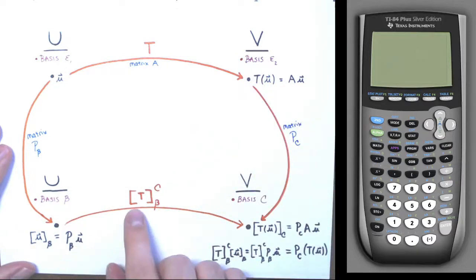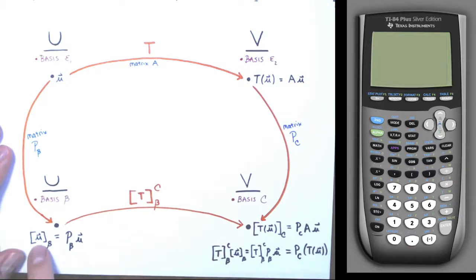So we have T_BC there, the matrix representation with respect to B and C, multiplied by the coordinate vector of U with respect to B. Well, that's T_BC times PB times U, and that'll give me the same result as these other two I had going from the other direction. And all of these things down here in the lower right corner represent the coordinates of the output with respect to a basis C of the codomain.